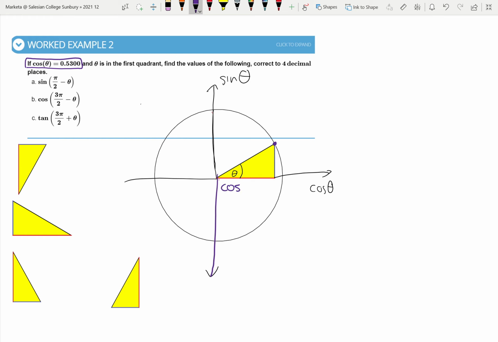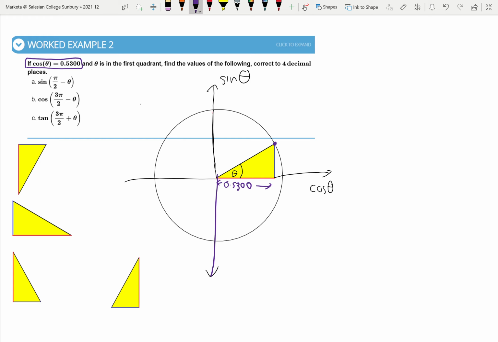and this red line here is representing the cos of theta, because of course the cos of theta is the horizontal base length of the triangle there. So that equals 0.5300, and I might actually write that on there as the decimal, 0.5300. All right, so that's the length we have here. So now we need to find the sine of pi on 2 minus theta.